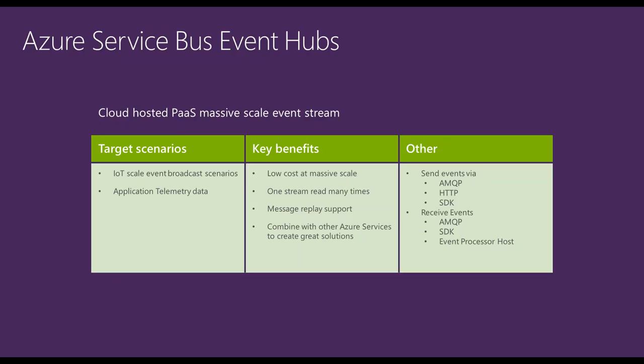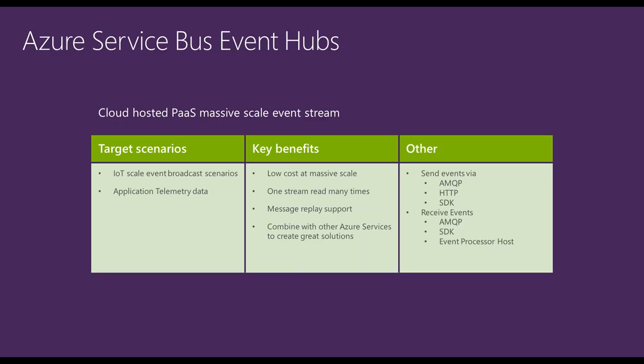With Event Hubs, you get the option of massive scale at low cost. And the key difference from messaging was that you can read this stream many times. So if we take an example where in Service Bus messaging, I get a message, I delete it from the queue, I have an error, that message is gone.